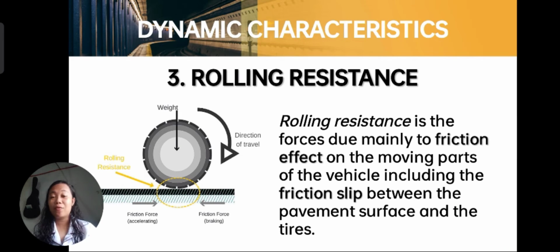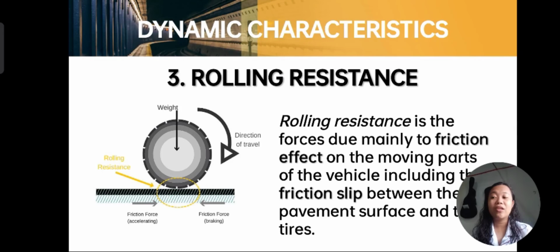Rolling resistance is the forces due mainly to friction effects on the moving parts of the vehicle, including the friction slip between the pavement surface and the tires. The rolling resistance depends on the speed of the vehicle and the type of pavement. Rolling forces are relatively lower on a smooth pavement than on rough pavement. Therefore, the surface condition of the pavement has a significant effect on the rolling resistance.